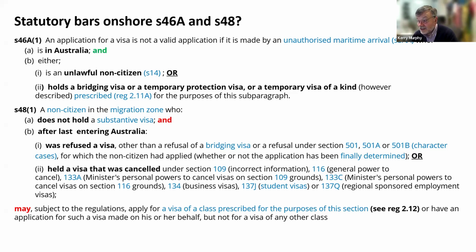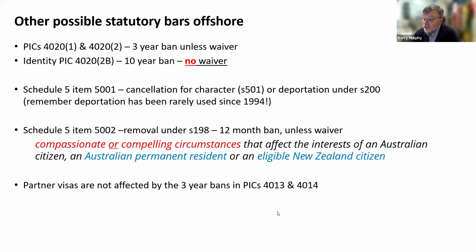Have you had a visa cancelled? Yes. Was it cancelled under one of those sections? Yes. Therefore, Section 48 applies. See how you can read that? That's the and, the and, the and, the and. They all go together. And Reg 2.12 says what we can do otherwise. We've got 3-year bans, 5001 deportation, which doesn't happen. 5002 is removal.